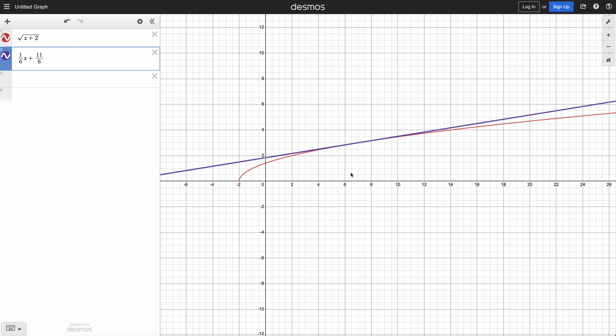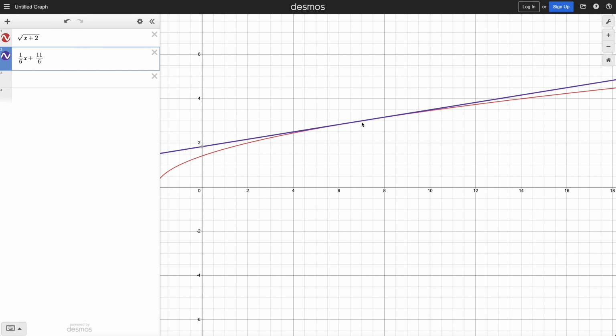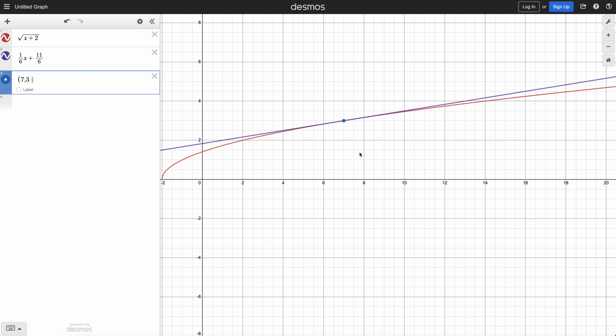Let's zoom in right at the point x equals 7, so that would be here. What am I doing here? Let's do this. We do 7, 3. There we go. Really put a point on it. No pun intended. And here we have that exact point.